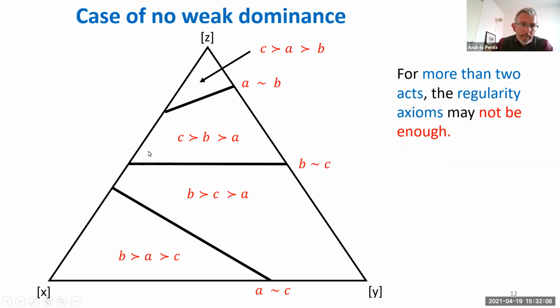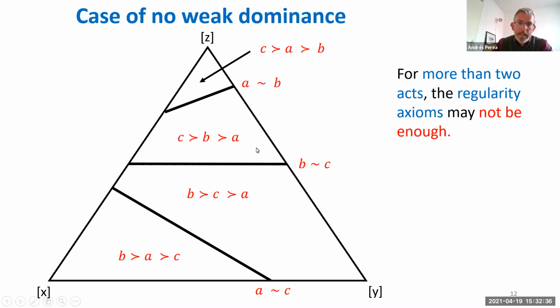Here I have an example with three acts, A, B, and C, and again three states, X, Y, and Z. And for every area here, I have specified the preference relation over X that you would have. So for all beliefs here, you would prefer C to A and A to B. For all beliefs here, you would prefer C to B, B to A, and so on. And these three lines would be the lines where you would be indifferent between a pair of choices.